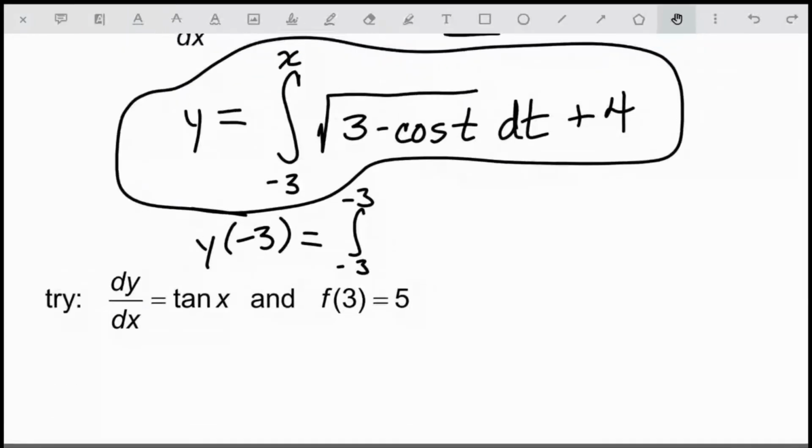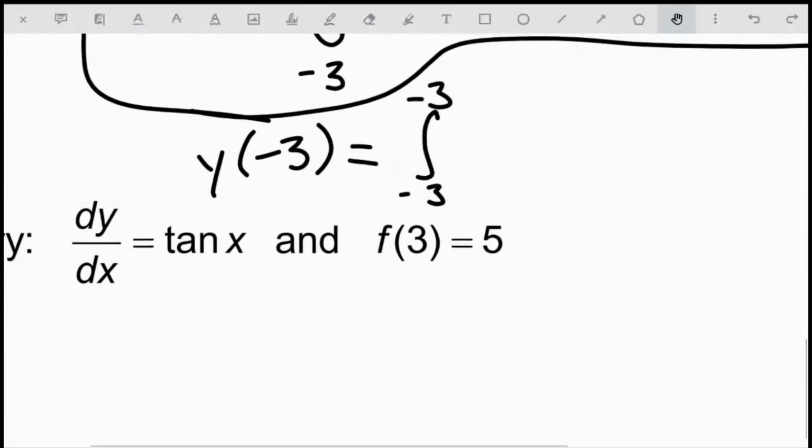Okay, so I want you to try this next one. We have dy/dx is tangent x, and we have f of 3 is equal to 5. So just pause the video, and when you come back, I'll show you the solution.